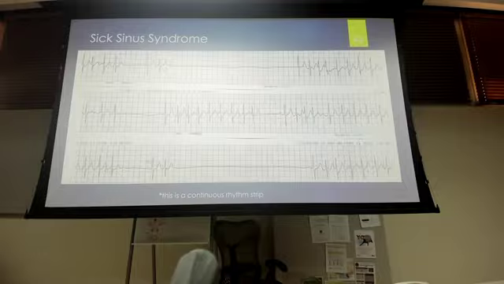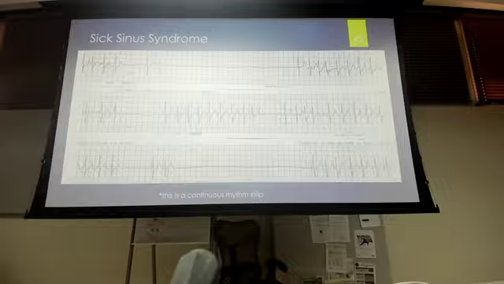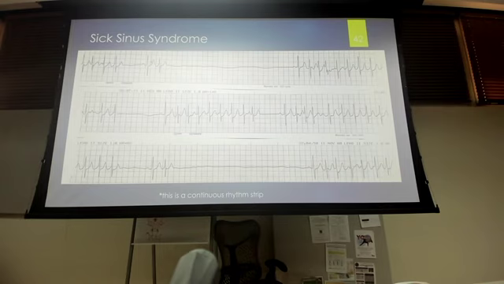This is actually one long rhythm strip. I put it on 3 here, but if you took this and cut it into 3 sections, it's one long giant rhythm strip where they go from what appears to be a little bit fast, 300, 150, then we've got a pause here, and then kind of fast here, and then this long pause. Then we come down here, and the rate is a little bit slower, and then back to faster and then slower. So it's intermittently fast and slow with these long pauses.